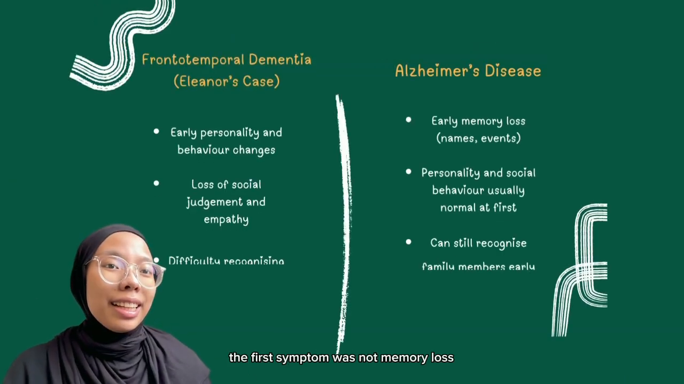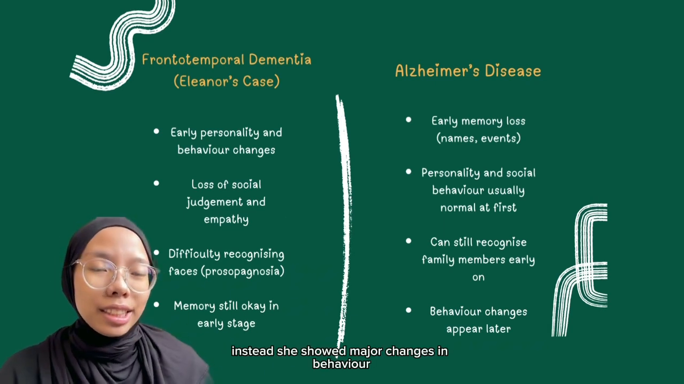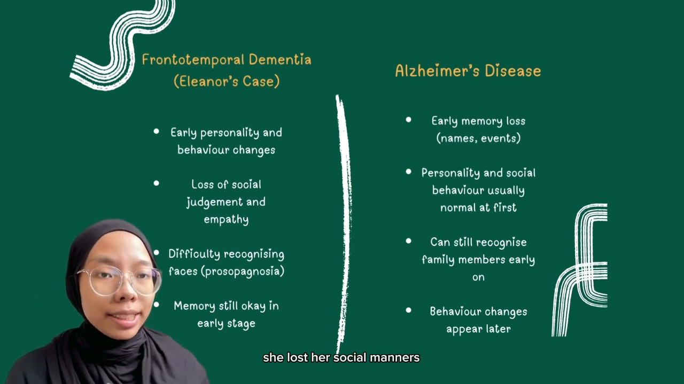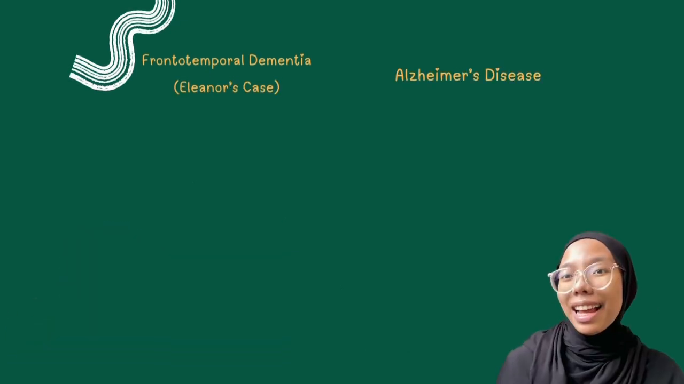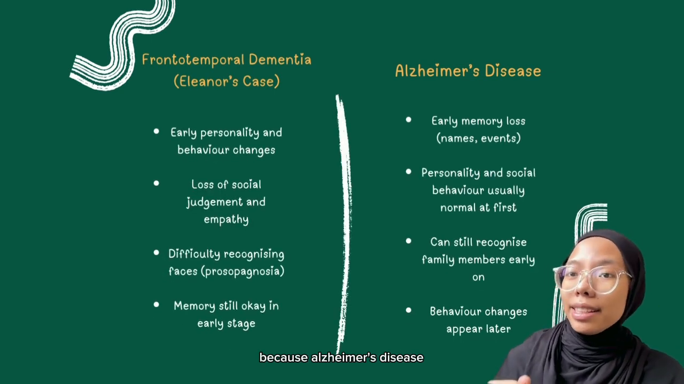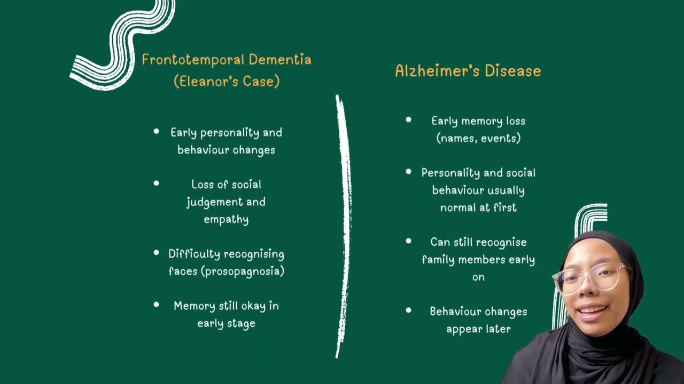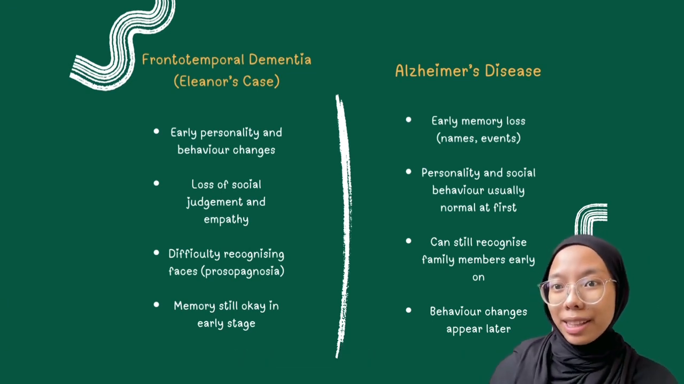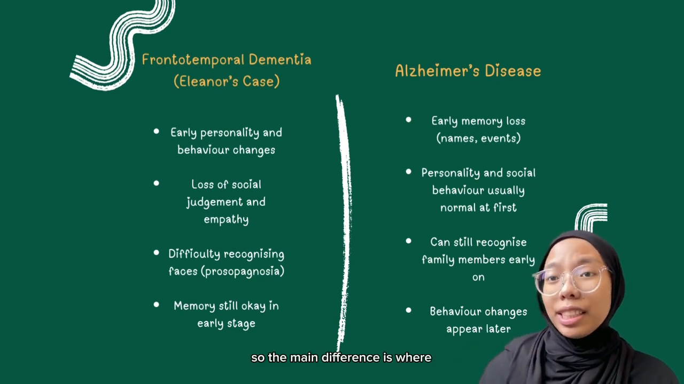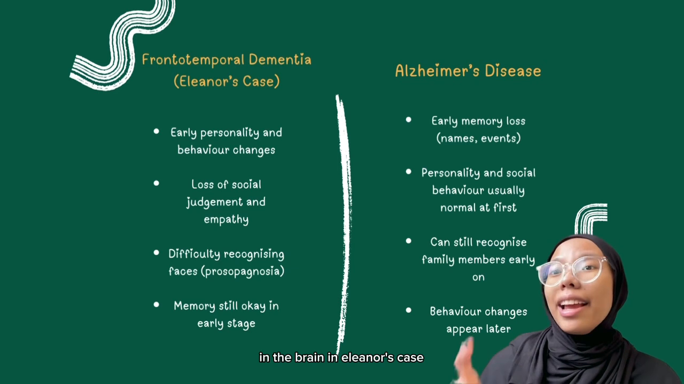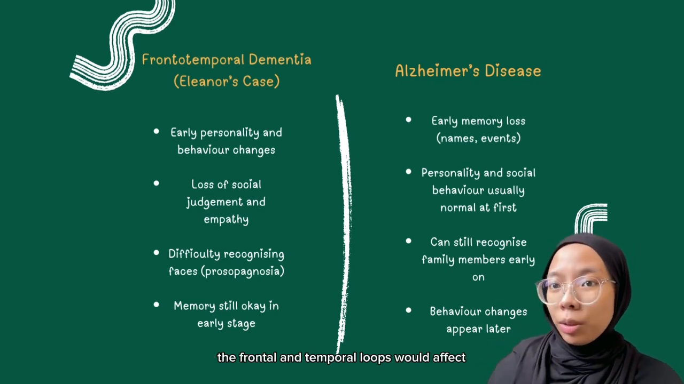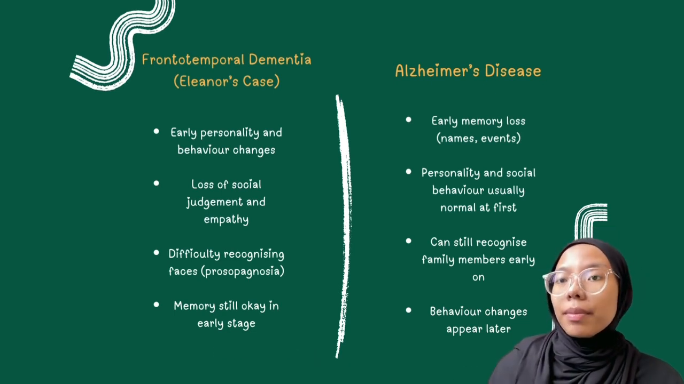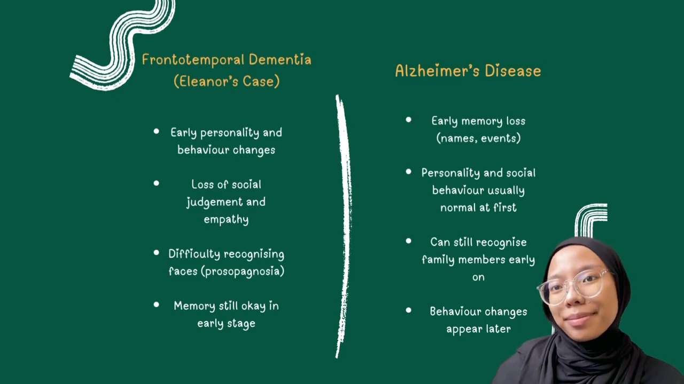In Eleanor's case, the first symptom was not memory loss. Instead, she showed major changes in behavior. She became disinhibited, lost her social manners, and also couldn't recognize familiar faces. This is different from Alzheimer's disease, because Alzheimer's patients usually start with memory loss, for example forgetting names or daily events, while their personality remains mostly normal at the beginning. So, the main difference is where the disease actually starts in the brain. In Eleanor's case, the frontal and temporal lobes would affect her behavior and recognition first. Meanwhile, in Alzheimer's disease, the hippocampus would affect memory first.